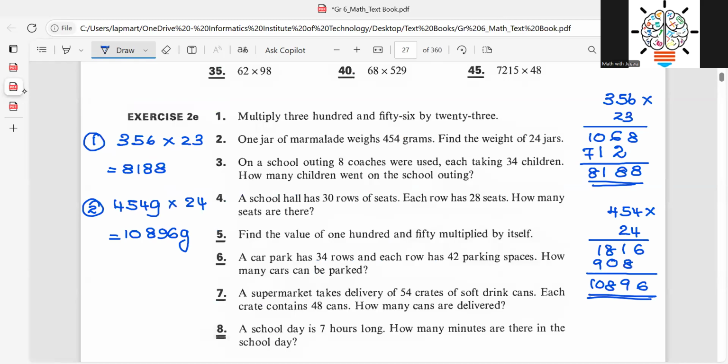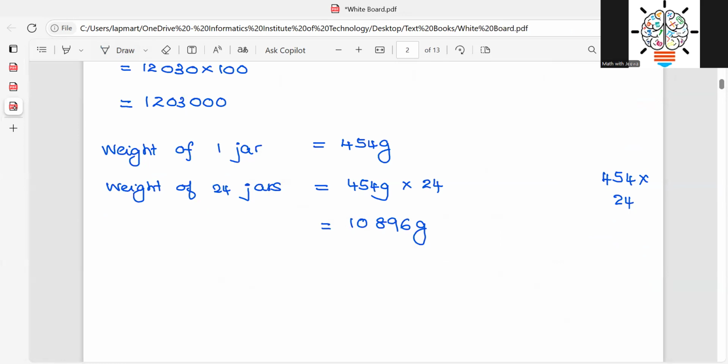On a school outing, 8 coaches were used, each taking 34 children, right? How many children went on the school outing? Now, how many coaches do we have? 8 coaches. Each coach has to take 34 children. To check the total number of children who went on the school outing, you want to multiply 34 by 8. Why? One coach is handling 34 children, then 8 coaches are handling how much? 34 into 8.